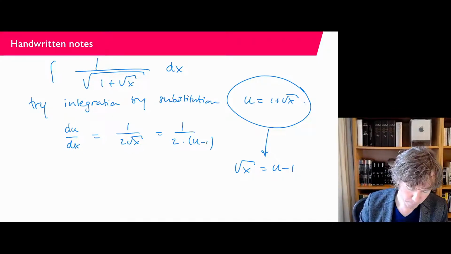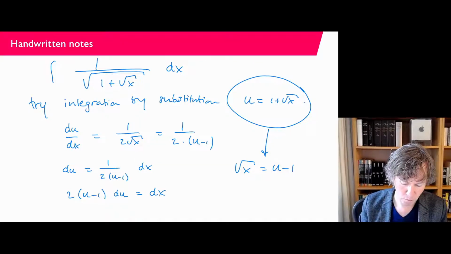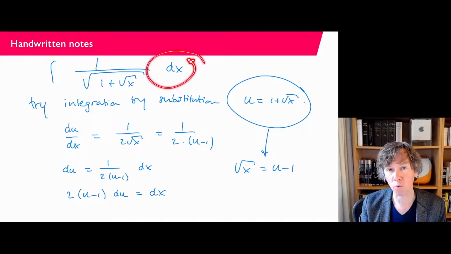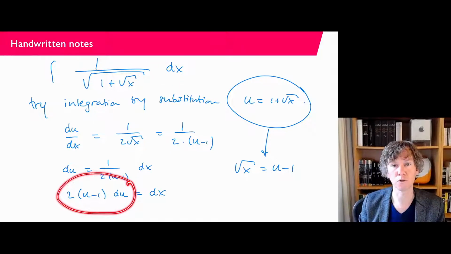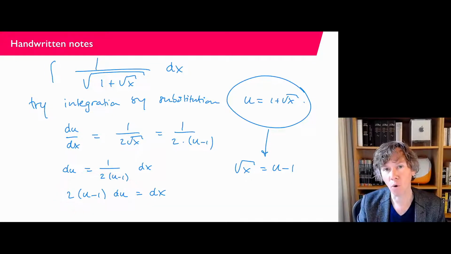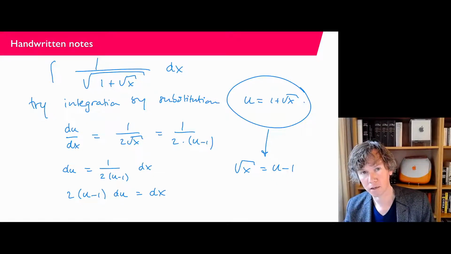So apparently we have that du is 1 over 2 times (u minus 1) dx, or alternatively 2 times (u minus 1) du equals dx. So the dx that we have in our original integral, we can replace with this here, 2 times (u minus 1) du. And then you can write the whole integral in terms of u, do the integration, and substitute back.